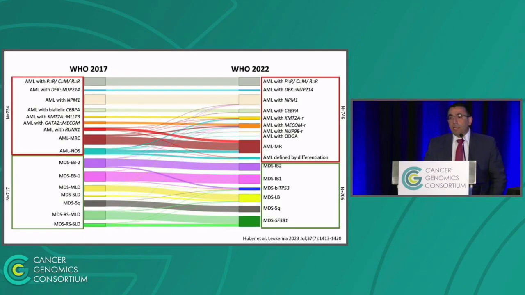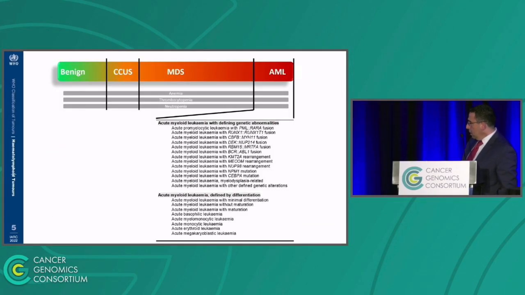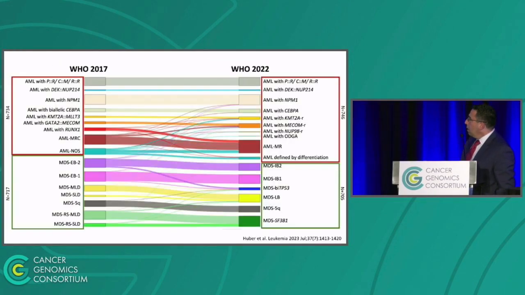Now, how does this translate into day-to-day impact? This is a paper that was published by the MLL group in Munich, Germany a few months ago, showing that, and I point your attention to this entity here, MDS with biallelic P53 alterations.